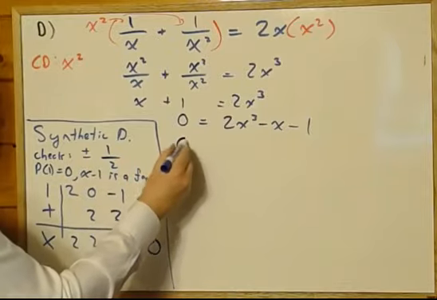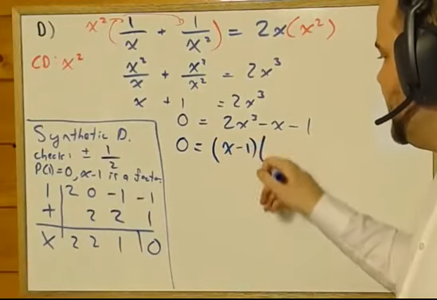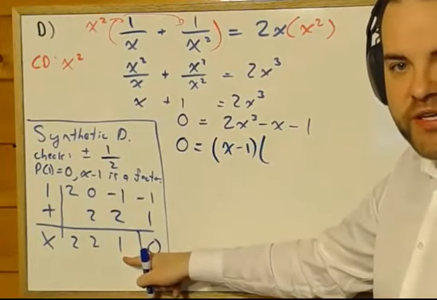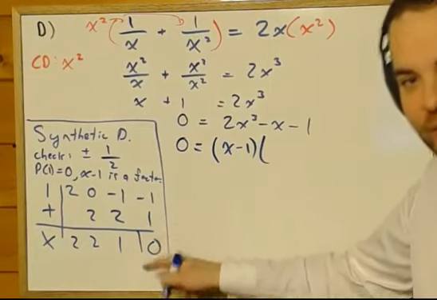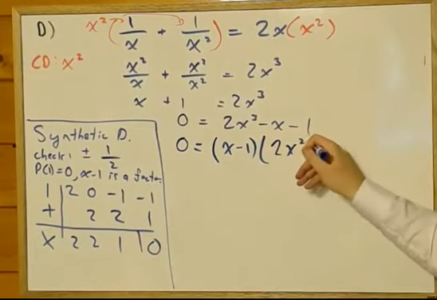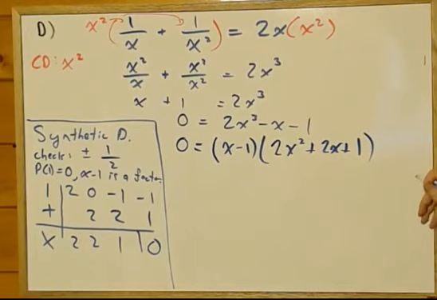So this will factor to become x minus 1 times this thing. Since we took our cubic and divided it by a linear term, we'll have a quadratic left. So this will be 2x squared plus 2x plus 1. And so note, now we've got to factor this thing.